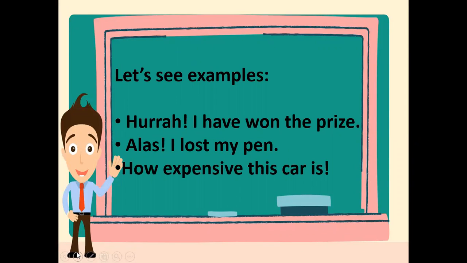The second sentence is, alas, I lost my pen. So alas is an interjection that is used to show that someone is in sorrow, someone is in grief. And the third sentence is different from the first two. How expensive this car is. Such sentences start with either how or what, and after how or what we normally have an adjective. And at the end of the sentence, we put an exclamation mark.